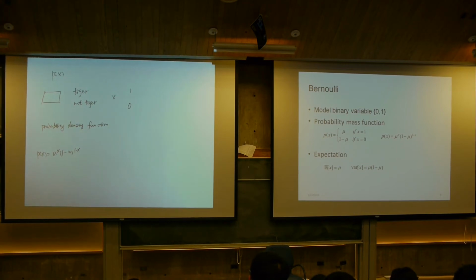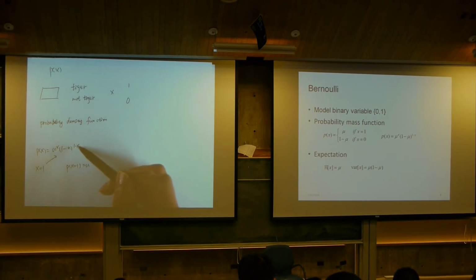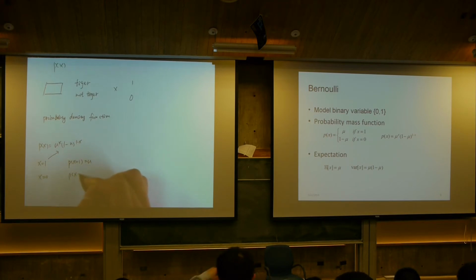If you plug in the value of x, say x equals 1, you will get mu, right? Because 1 minus x is 0, so this part here will be 1, and finally you get mu. If you plug x equals 0 into it, it will be 1 minus mu. That is to say, these two definitions are the same, but the right-hand definition will be much easier to handle in mathematics.